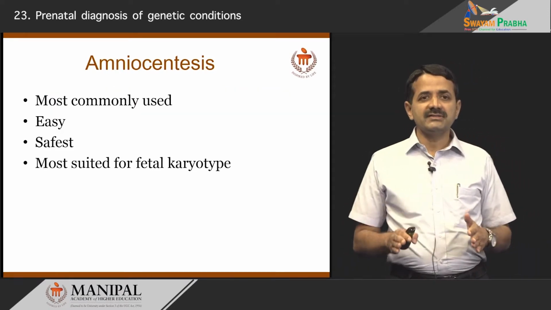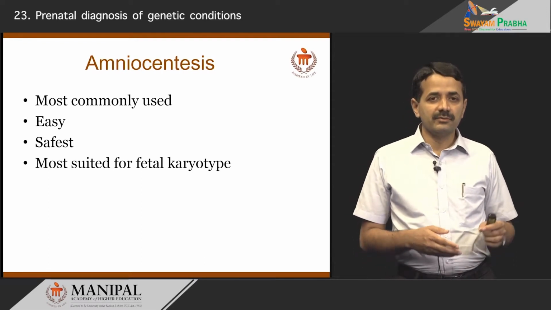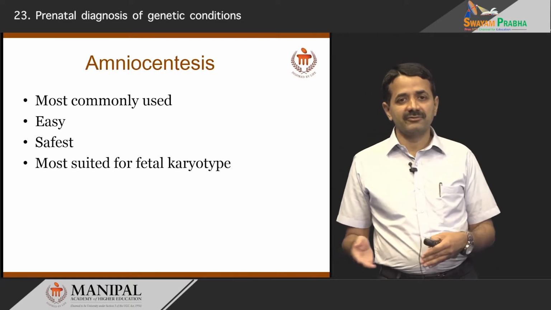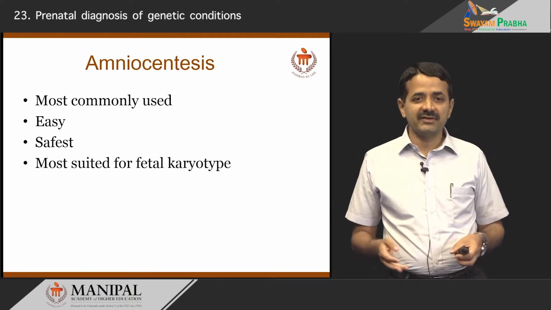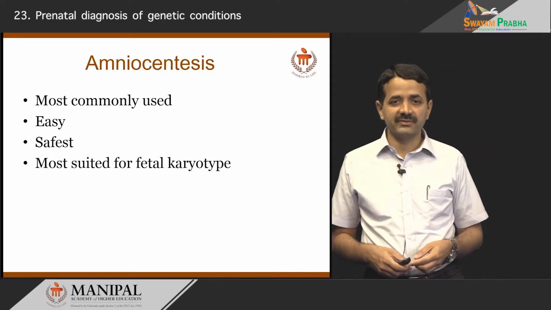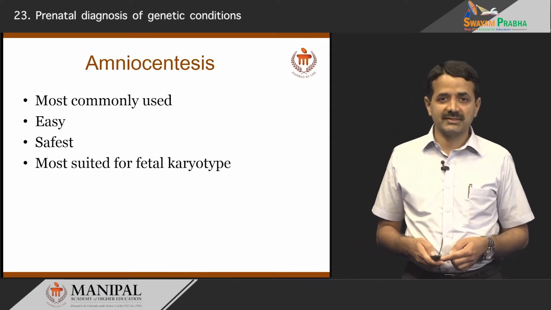So, amniocentesis is the most commonly used prenatal testing because it is easy and it is done between 15 to 20 or 22 weeks, and it is the safest and most suited for fetal karyotype. A good lab can do karyotyping from chorionic villi as well, but this is currently the most commonly used test.